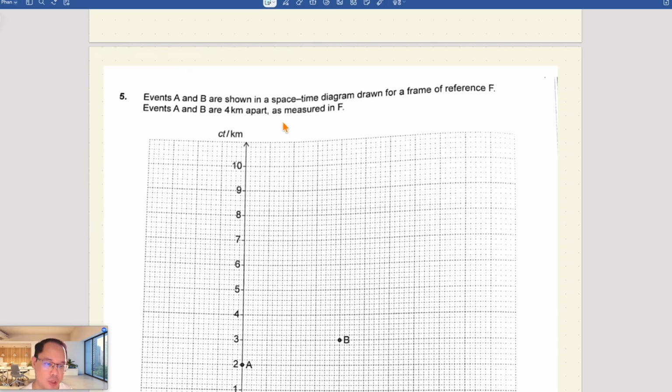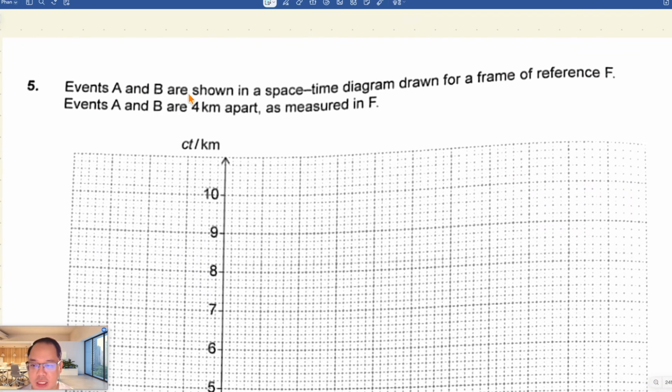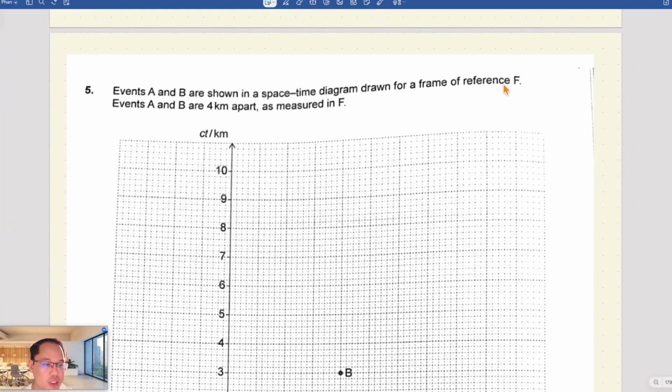In this video, I would like to help you to solve problem number 5 in IBDP Physics High Level in the most recent test, 2026. Events A and B are shown in a space-time diagram drawn for a frame of reference F. Events A and B are 4 kilometers apart as measured in F.